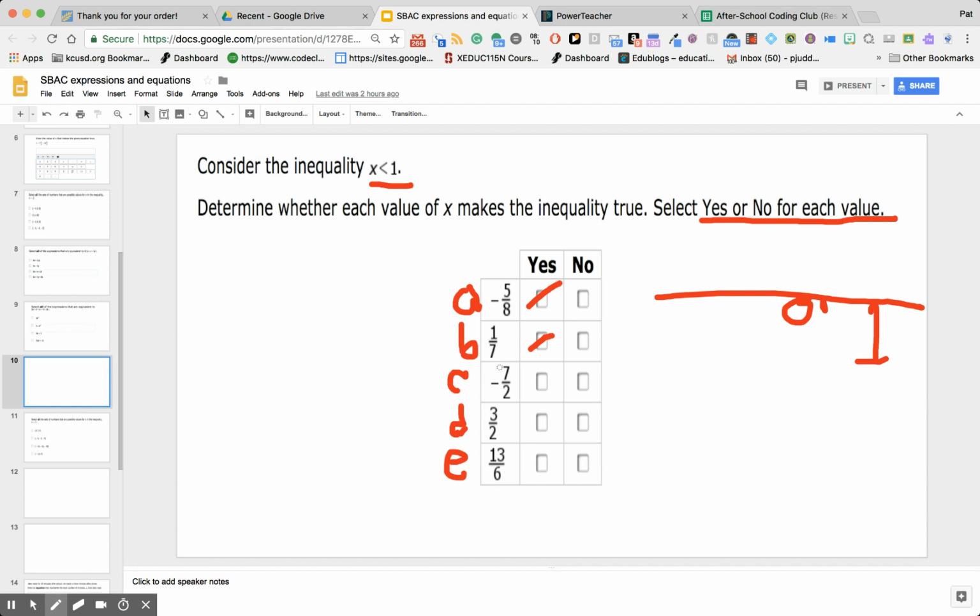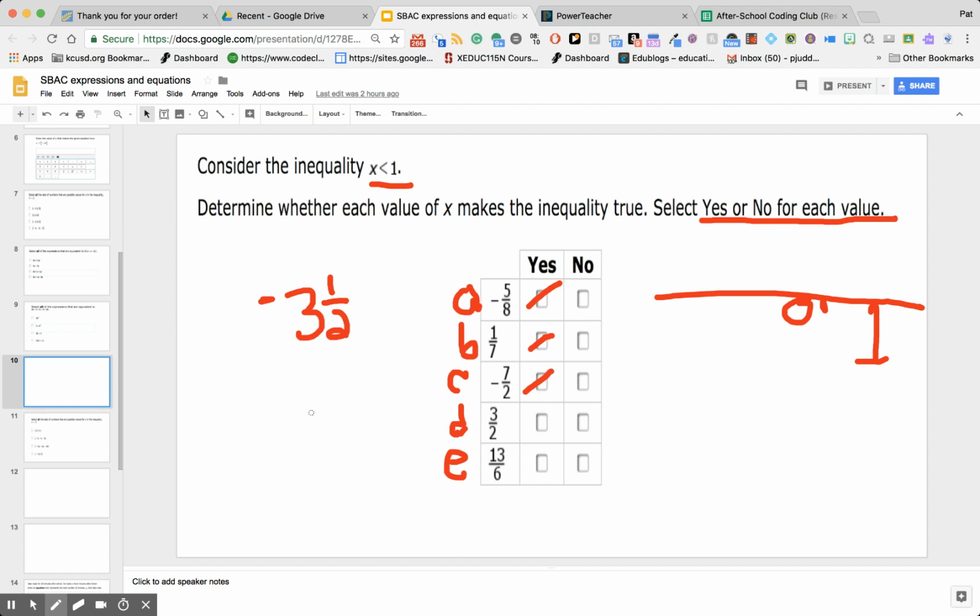Negative 7/2. Well, I know I cannot leave that as an improper fraction. 2 goes into 7 3 times, and 1 remaining. 3 1/2. However, it's negative 3 1/2. And that's going to be to the left of 1. So that is also a true statement.